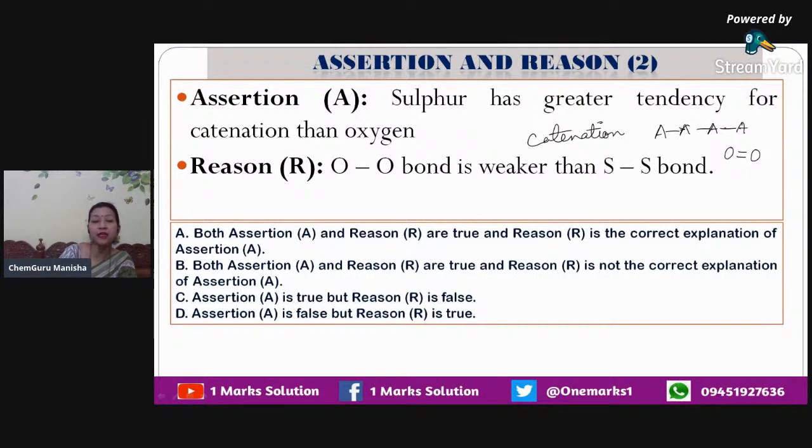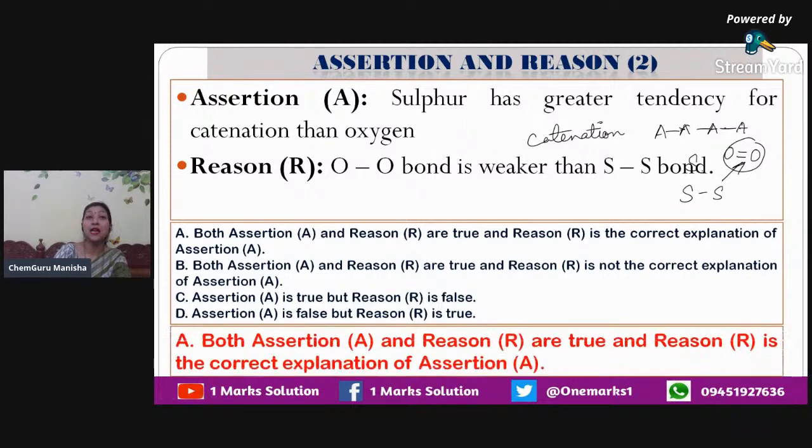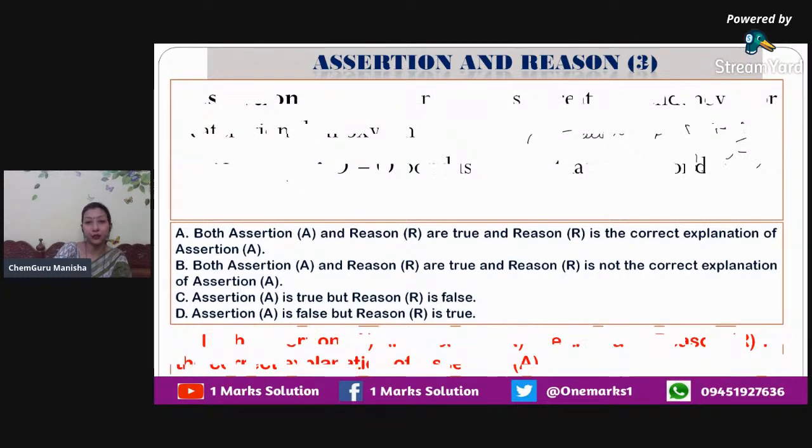Now, the reason here is that the oxygen-oxygen bond is weaker than the sulfur-sulfur bond. That's again very true. The oxygen-oxygen bond is a double bond, so it is, of course, weaker. The sulfur-sulfur bond is a single bond, so it is, of course, stronger. So the oxygen-oxygen double bond is weaker than the sulfur-sulfur single bond. Here I would say the option is A, where assertion is true, reason is true, and reason is very well explaining assertion.